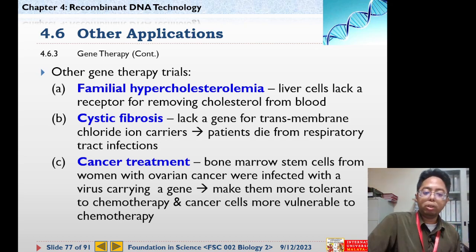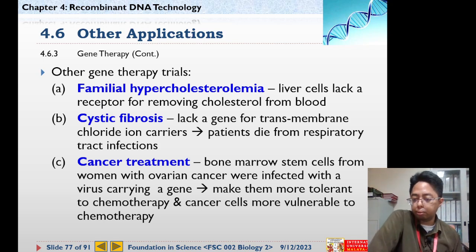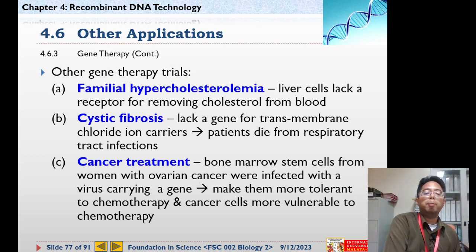Next will be cystic fibrosis. Cystic fibrosis is a disease where your mucus becomes as thick as glue, and it is really hard to breathe at all, because there's no gene for transmembrane chloride ion carriers.